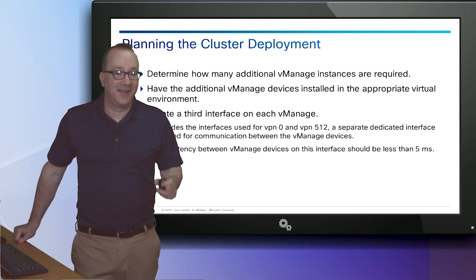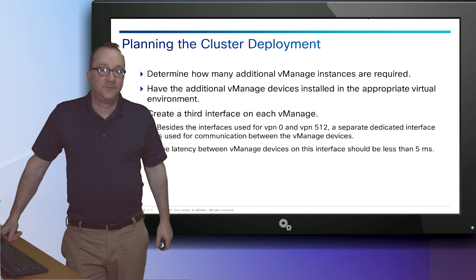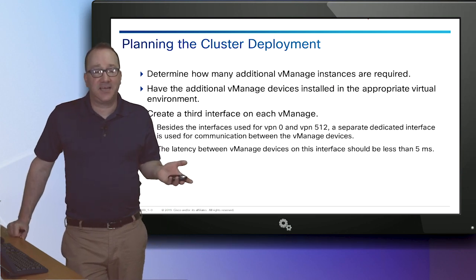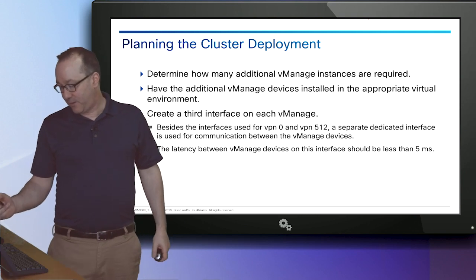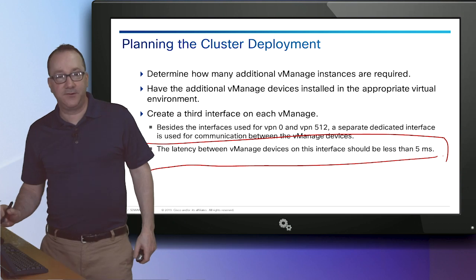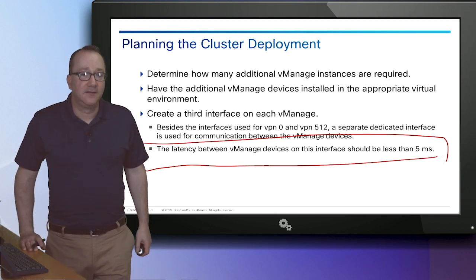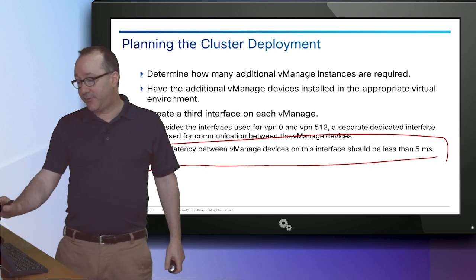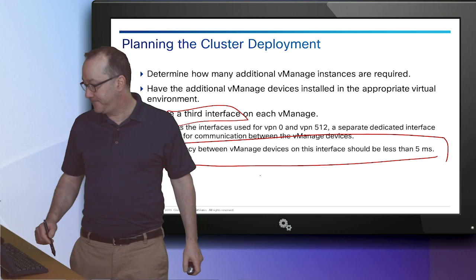So, just so you're aware of what the cluster requirements are, we do have a 5 millisecond round trip time on the system. So you're not putting one of these in New York and another one in Los Angeles. They're going to be in the same subnet. And they do require a third interface, as we mentioned before, because of the amount of traffic.